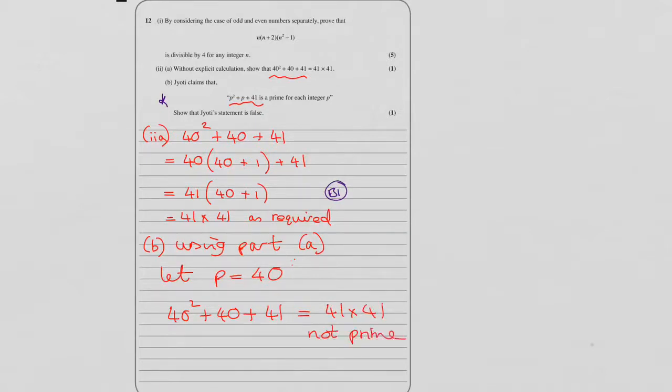No square numbers are prime. So, sorry, Jyoti, you are wrong. There we go, she's wrong. And you get 1 mark for finding the example that doesn't work there. There might be others. It just makes sense to use the one that's in the question.